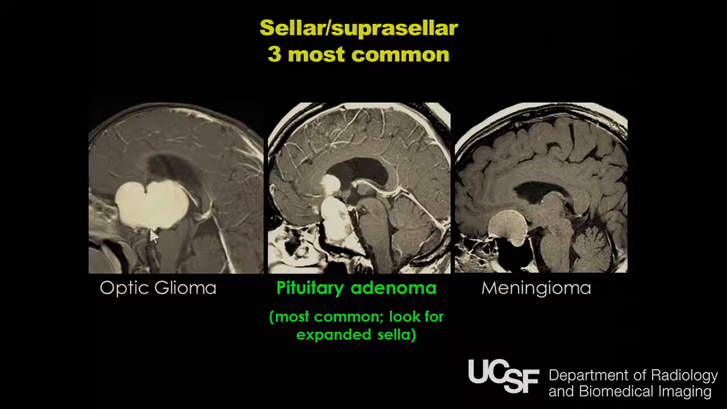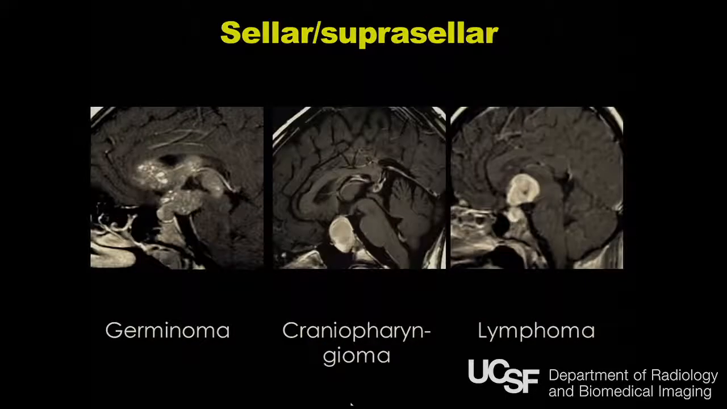Now, there are some tumors that could occur there as well. Optic glioma, pituitary adenoma I already showed you, but also tuberculum sellae meningioma can occur there. However, usually there is a little visible pituitary gland. So if you see a pituitary gland that's normal but pushed away, pituitary adenoma is not a possibility. Here are the more aggressive ones: suprasellar germinoma, craniopharyngioma, and lymphoma.